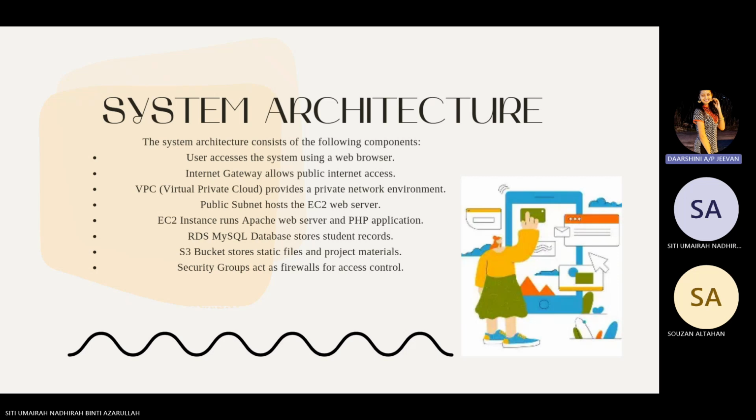For the next slide, system architecture. These are the following components: the user accesses the website through the public IP address of an EC2 instance to host the web application. And the application connects to Amazon RDS to store and retrieve data. For file uploads, the application saves to Amazon S3. And lastly, all services are deployed inside a VPC for security. Next.